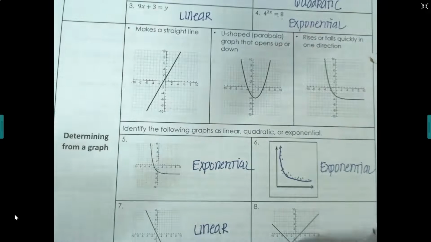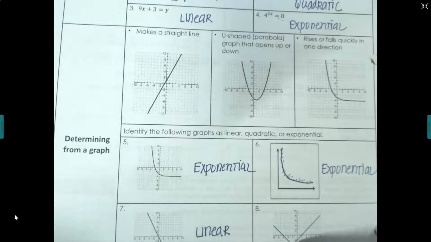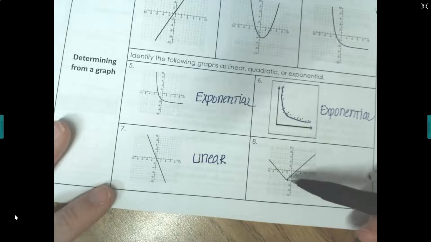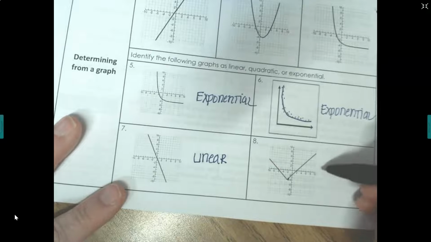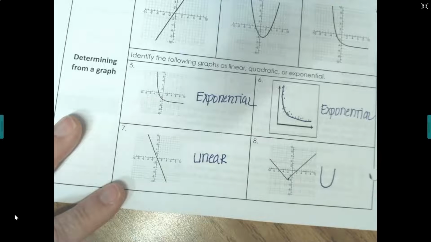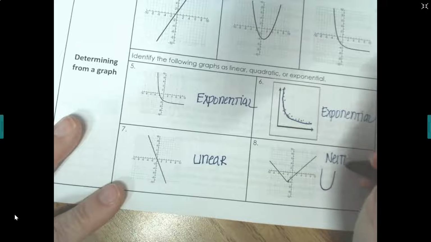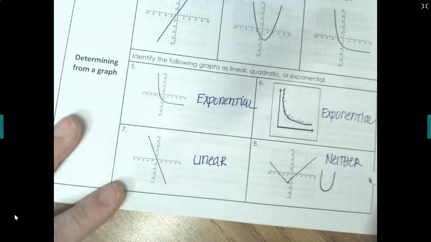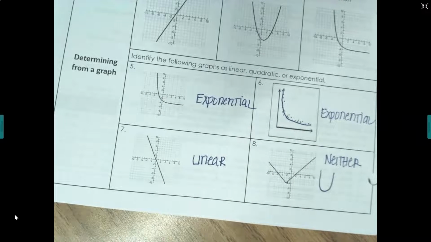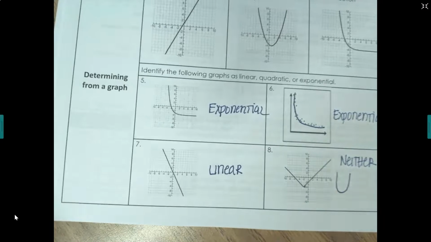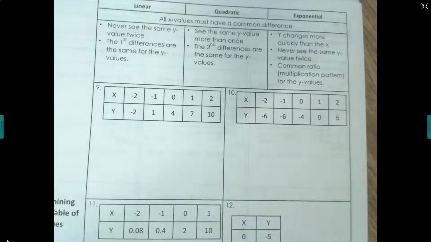And our last one here, see how it's pointed on the bottom? That is not a quadratic. Remember, a quadratic is U-shaped, not V-shaped. So this is actually neither. It doesn't meet any of our criteria. This is actually an absolute value function, which is not one that we normally deal with in Algebra 1. All right, let's take a look on the other side. So the graphs are quick and easy.